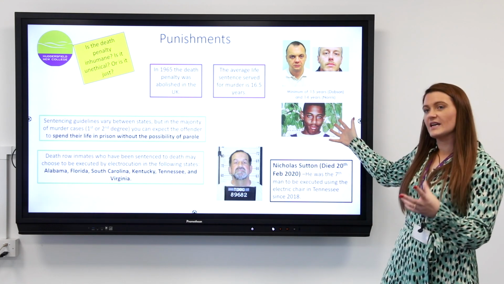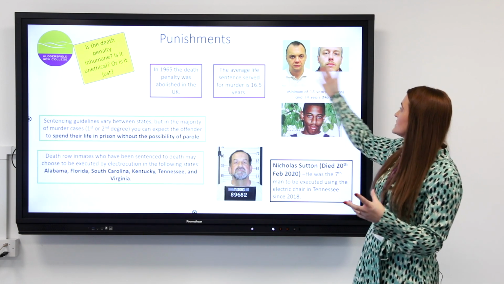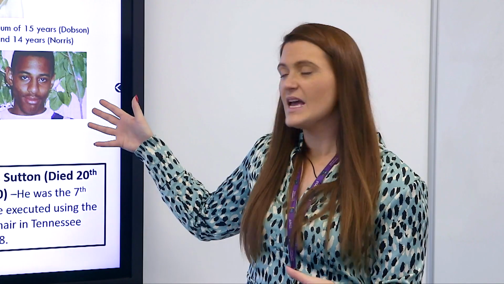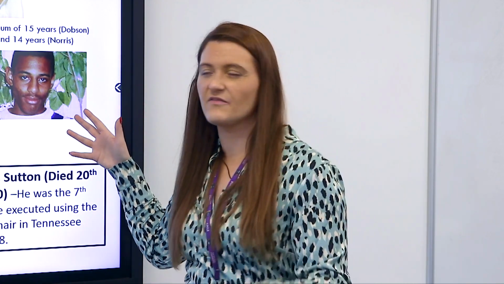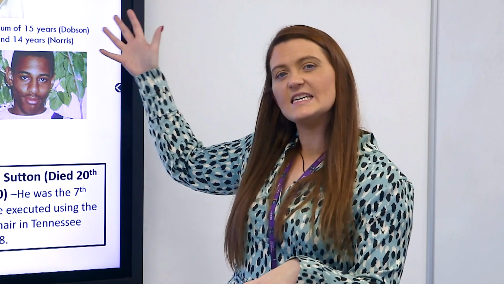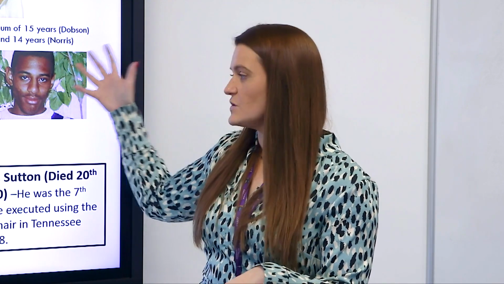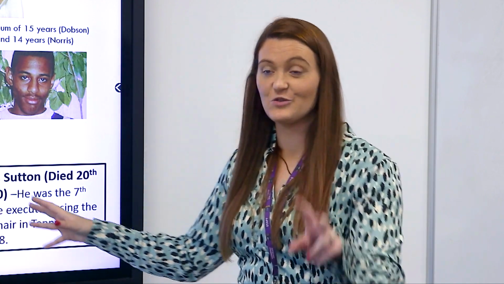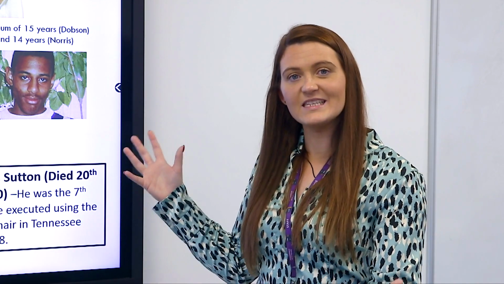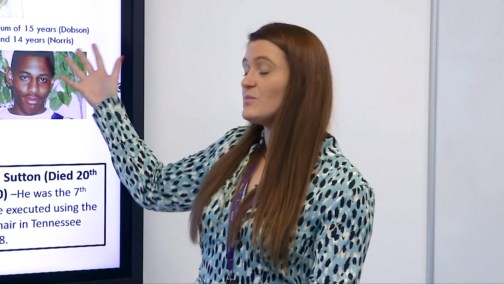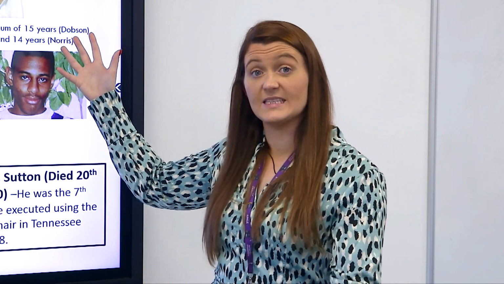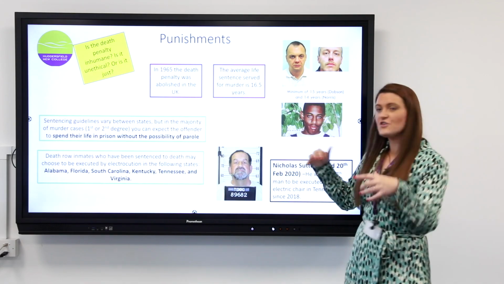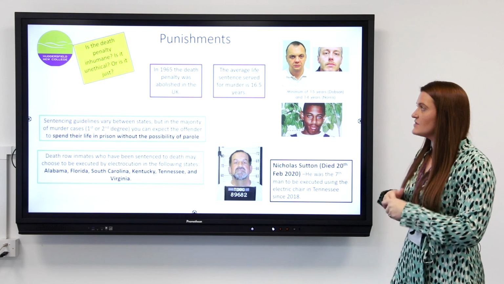This picture you might recognise, this is Stephen Lawrence, this is Dobson and Norris. They murdered him in a racially motivated attack. Now they were juveniles at the time, so their sentence reflects that, but even so, 15 years and 14 years for a racially motivated murder. Nicholas Sutton wasn't a nice man either. He committed 2 murders as well, but the outcome is really different for the defendants. These people get to walk free, potentially rehabilitated after 15 years. This guy's dead.